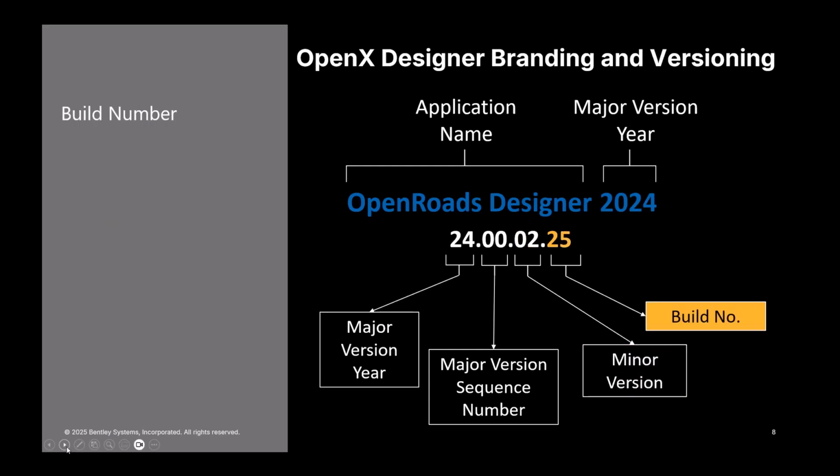The very last set of digits on here is the build number. So as we're going through generating software, we build on a number of times, going through our programming and testing phases, and that's just the incremental number as we build those.